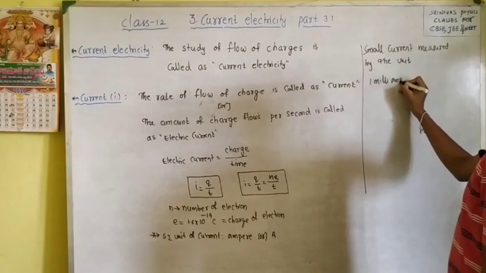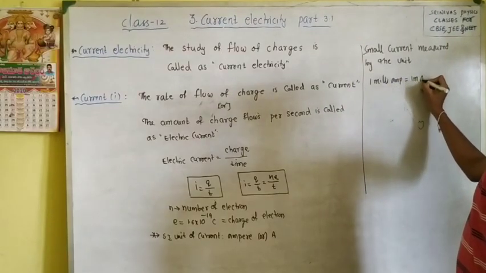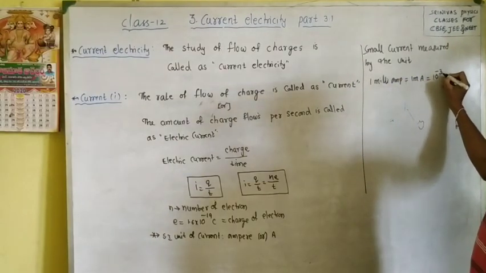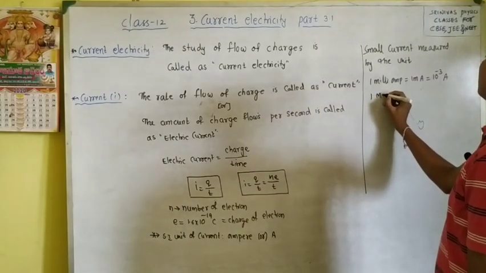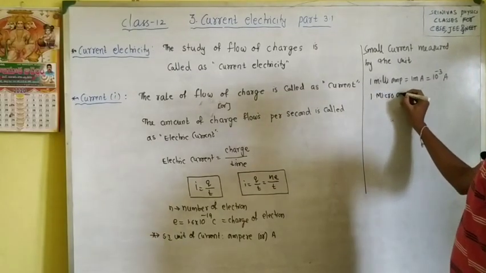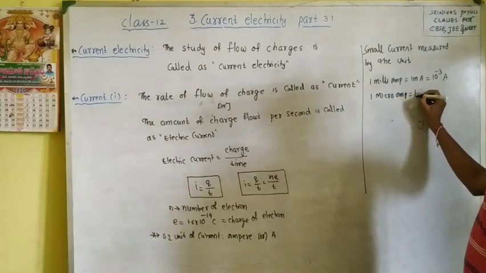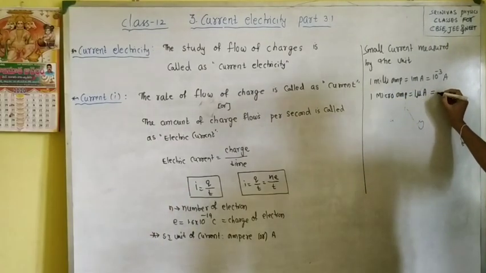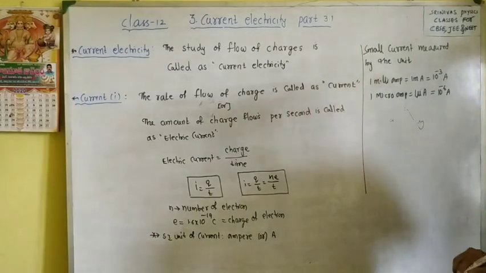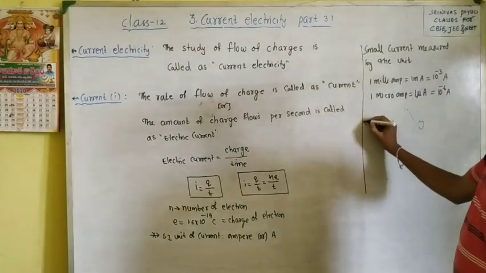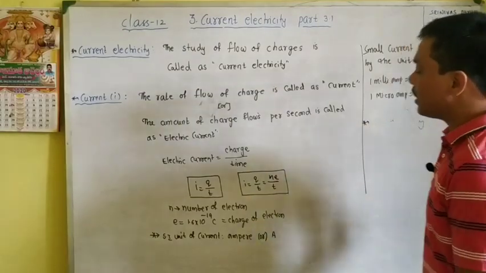Milliampere. 1 milliampere is equal to 10 to the power of minus 3 amperes. We can also write 1 microampere, that is 1 μA, that is 10 to the power of minus 6 amperes. Like this, the current's other units are milliampere or ampere.